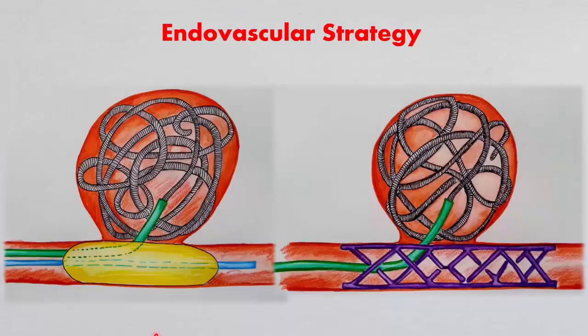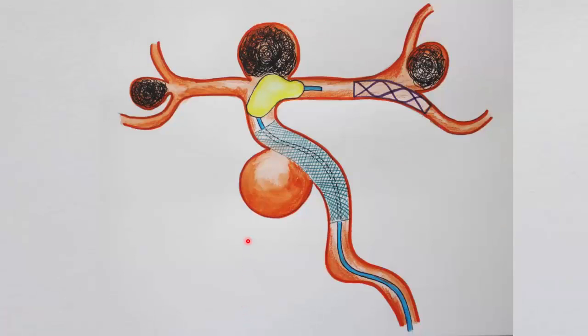So the two main endovascular strategies are balloon assisted coiling and stent assisted coiling. So the endovascular treatment strategy depends on the location of these aneurysms as well as the morphology and the neck of these aneurysms. It can be only coiling, balloon assisted coiling, stent assisted coiling, or only stenting.